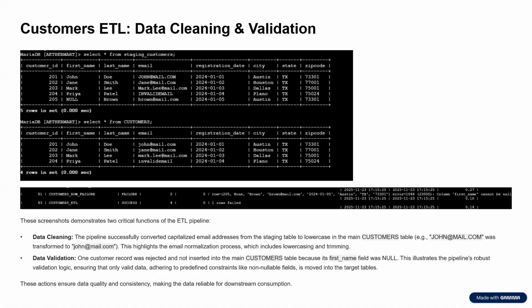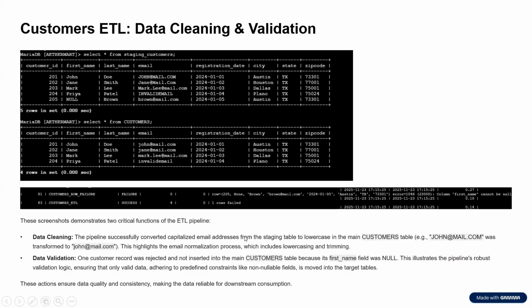So as you can see here, I've shown you my previous run, when the pipeline was run. Here in the customers ETL pipeline, I see there are 5 entries in the staging customers, but only 4 entries in customers because this 205 last entry didn't enter because the first name was null. And also I see that it is being logged correctly.